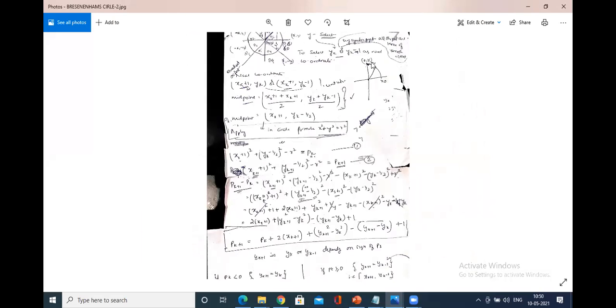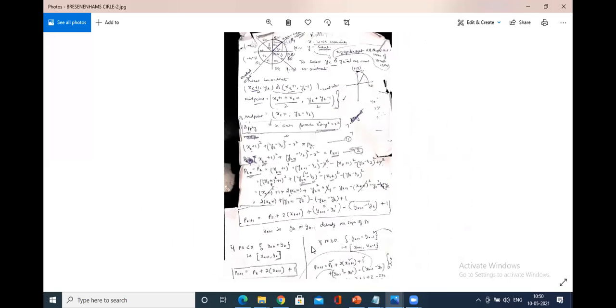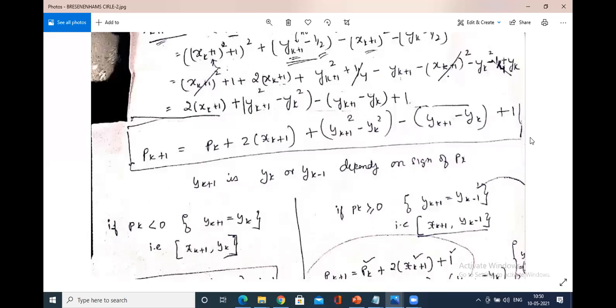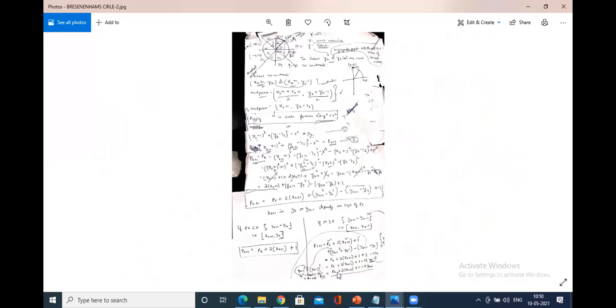You are finding the pixels for the sector. You have the given values xk plus 1 or yk, or xk plus 1 or yk minus 1. Based on that, calculate the midpoint. Based on the midpoint, apply it into the circle formula, then you iterate, and you get this value pk plus 1. This is very important.